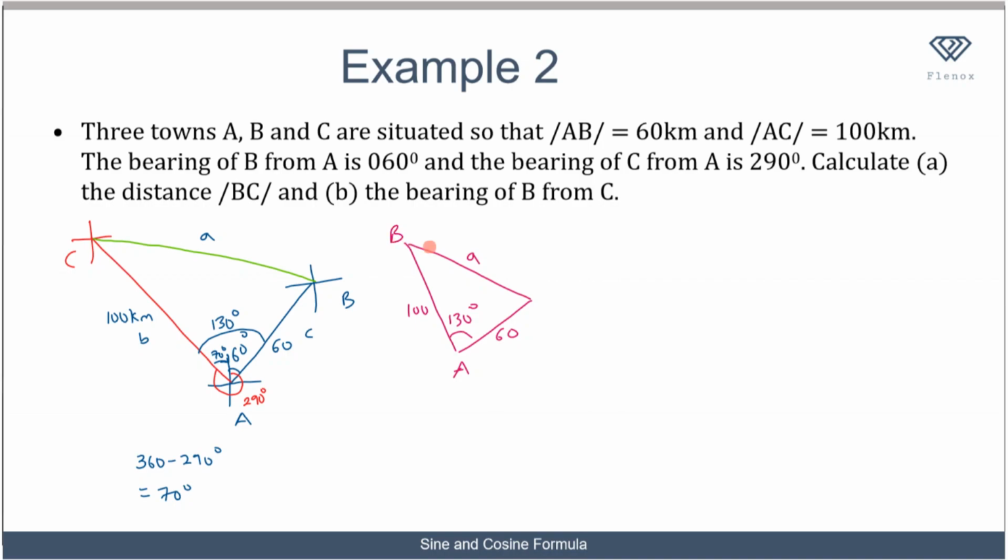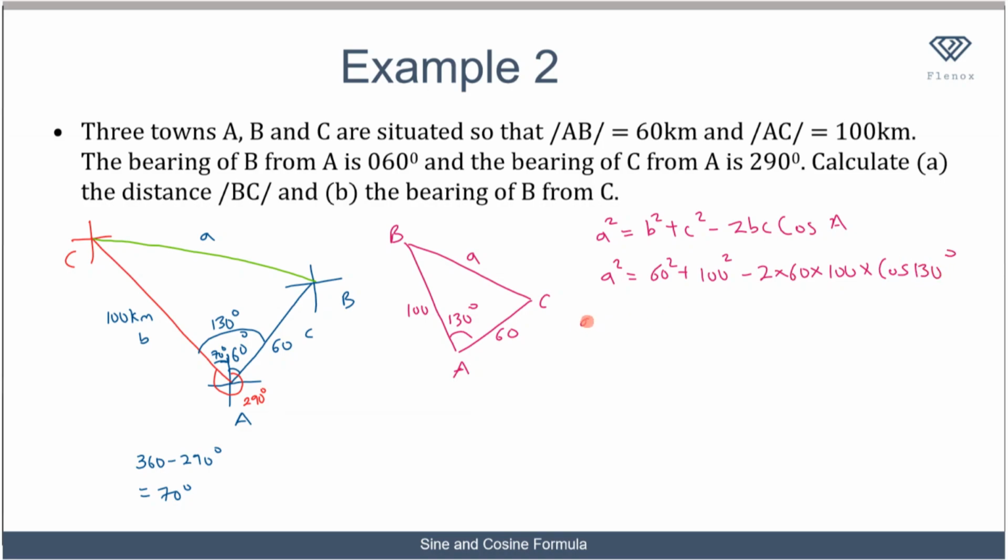I'm told to find a. So to find a, using the cosine rule, a squared equals b squared plus c squared minus 2bc cos A. So a squared, my b in this case is 60, so I have 60 squared, plus my c, which is 100, so 100 squared, then minus 2 times my b value, which is 60, times my c value, which is 100, times cos of my A value, which is 130.